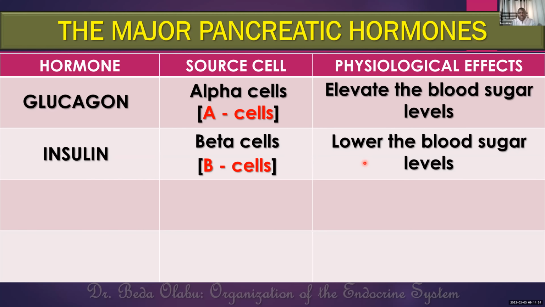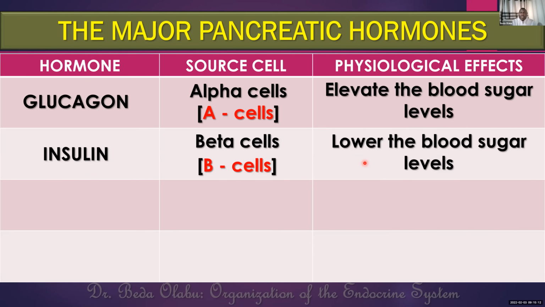For example, it also promotes the utilization of glucose by the cells. So the cells utilize the glucose either by breaking it down, that's what we call glycolysis. It also promotes the conversion of glucose to glycogen for storage. So the aim is to just lower it. So it will promote the conversion of glucose to glycogen in the liver for storage. So it promotes glycogenesis, formation of glycogen.